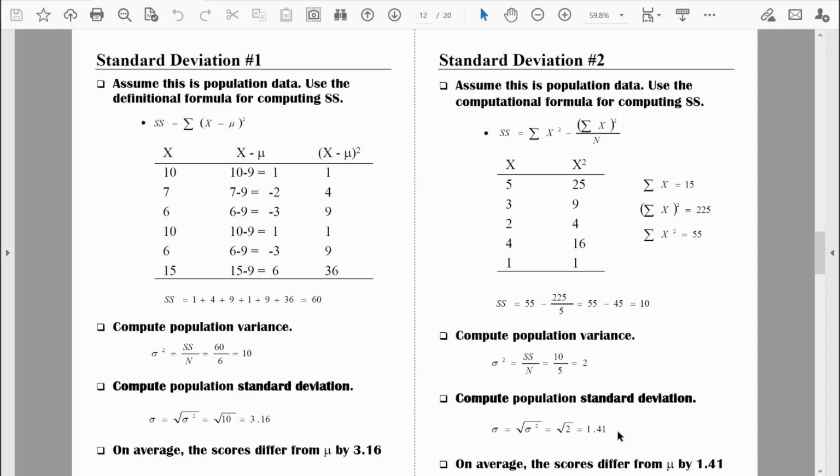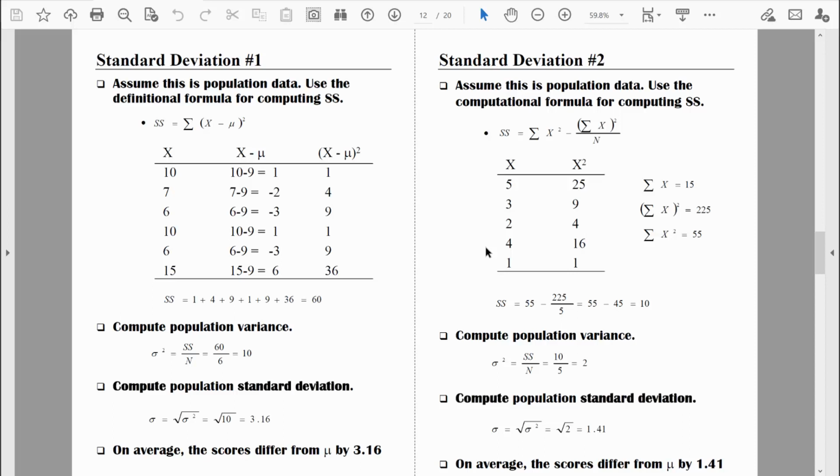And what that tells us is, on average, these scores differ from the mean by 1.41. On average, these scores differ from the mean value by 1.41. Of course, as that standard deviation value is larger, there's more variability in our data. As that value for standard deviation is smaller, there's less variability in our data.